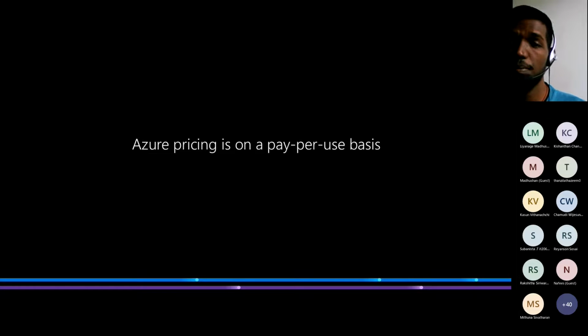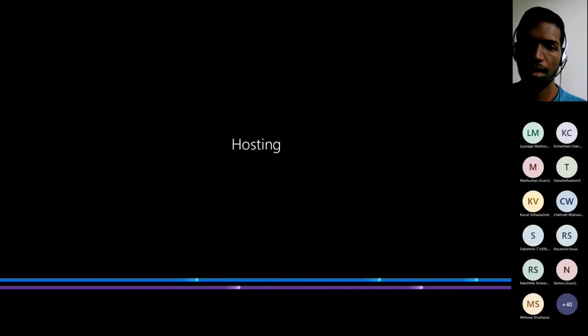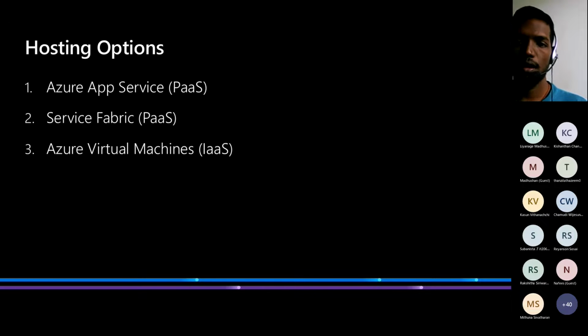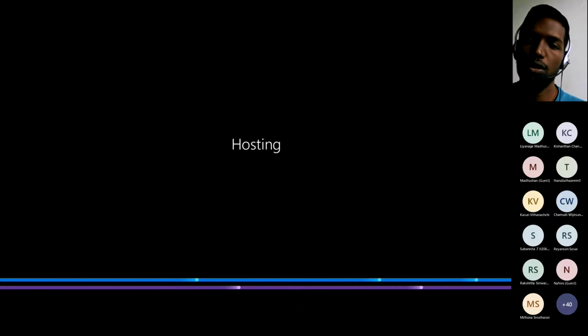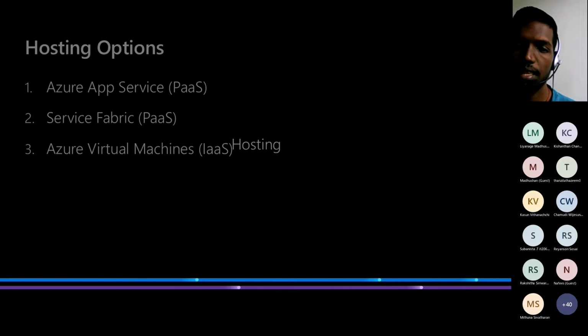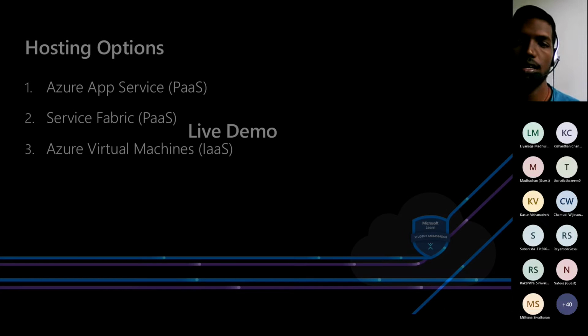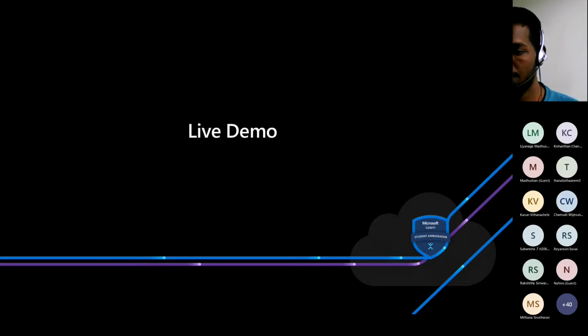And Azure is priced on a pay per use basis, like I told you before. So when you're using the CPU per hour, consuming the power of the CPU, you just pay for that time. That's the consumed time. Before moving on, we are going to the demo, and then we will look at other content as well.